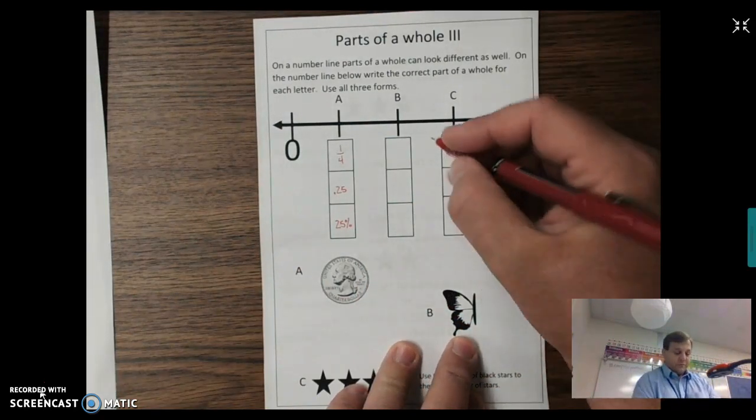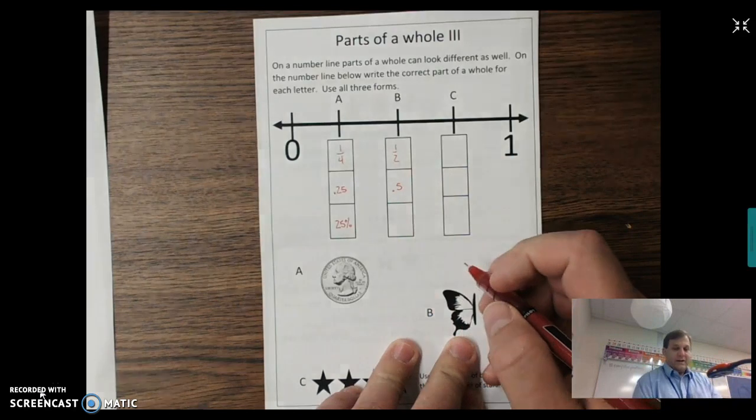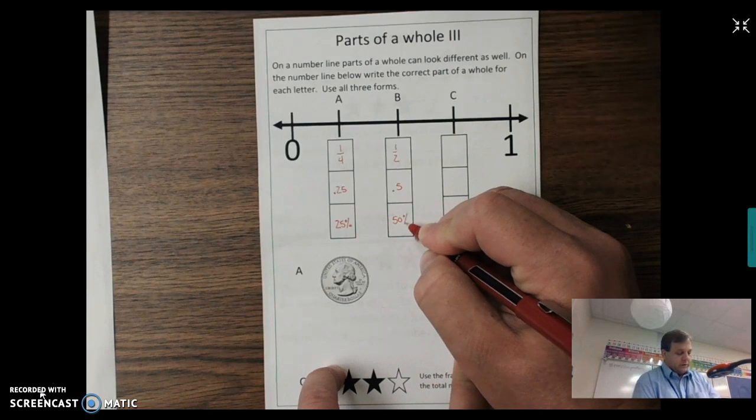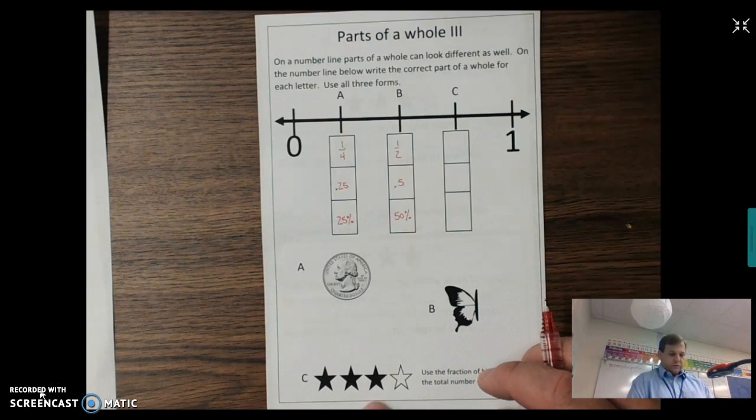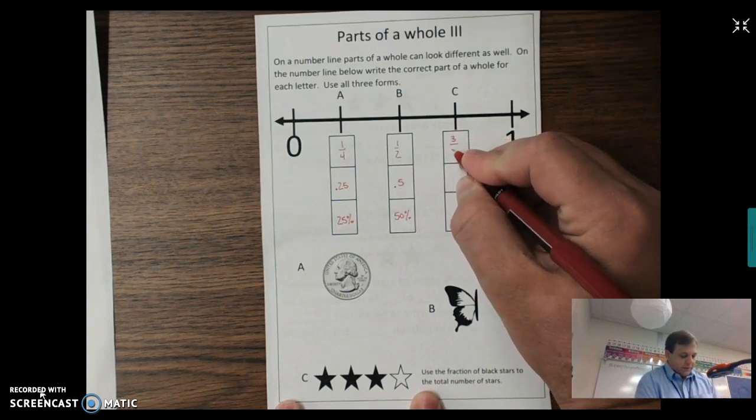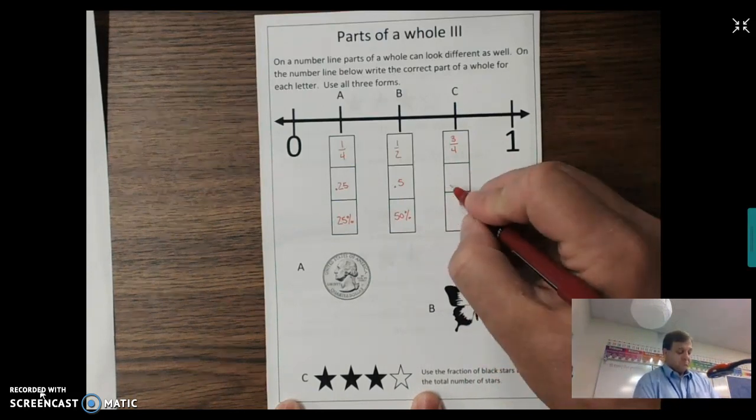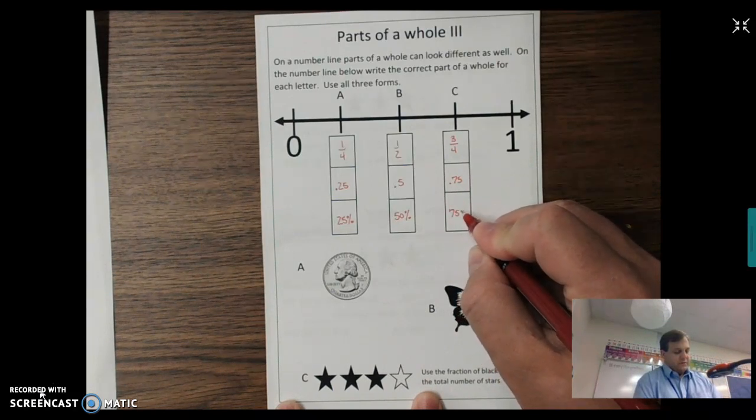This is a half of a butterfly. As a decimal, it is 0.5, and it is 50% or half of a butterfly. Okay, now our stars are a little different. We have 4 whole stars. So our group is comprised of 4. The whole group is 4 stars. 3 of them are black. The fraction of black stars to the total number of stars is 3 black to 4 total. Anybody know what that would be as a decimal? Okay, it would be 0.75, which would be 75%.